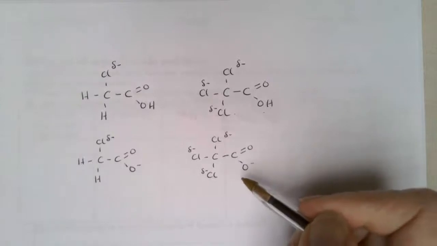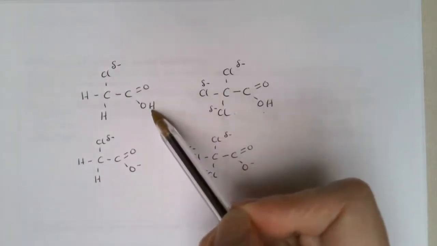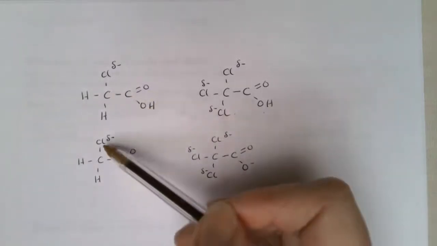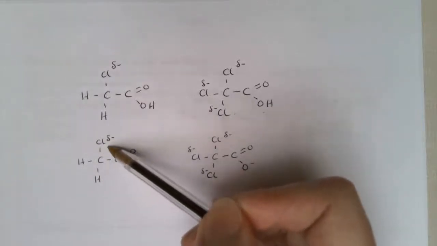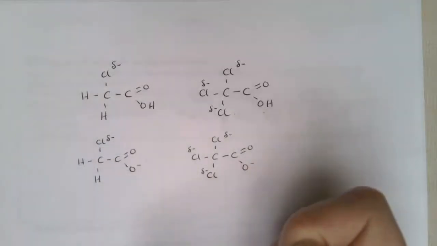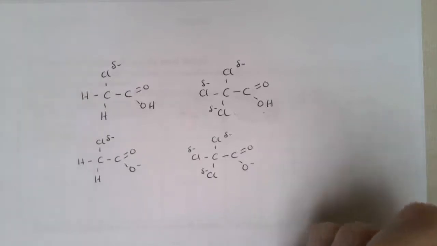So there's 2 effects going on. The delta negative group weakens this bond because it's going to pull electrons through this way, weakening this bond on the end. And secondly, once you've formed the anion, the delta negative group can stabilize it again by withdrawing electron density. Anything which withdraws electron density from the OH group, weakening the OH bond, stabilizing the anion, is going to make something a stronger acid.